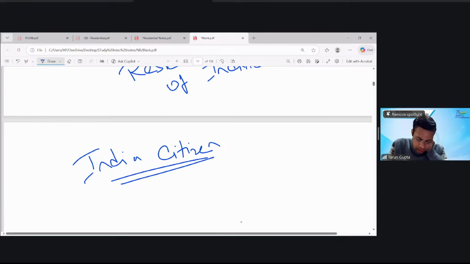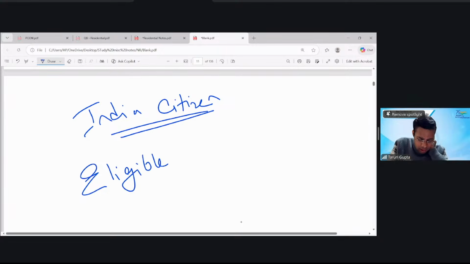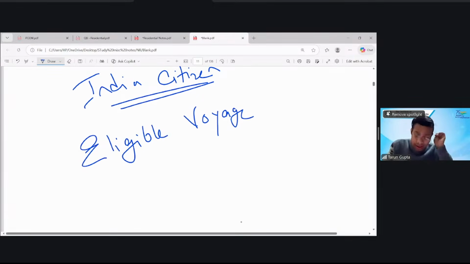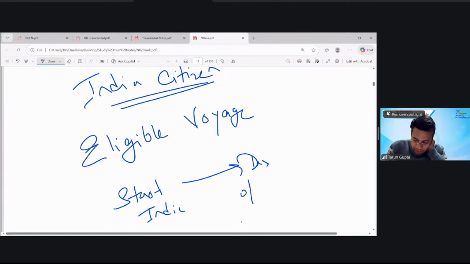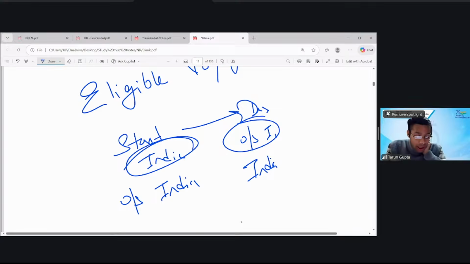The law says, if you are joining a ship and the ship is on an eligible voyage. What is an eligible voyage? It means the ship is roaming in international traffic. Either the starting port is in India, then the destination port must be outside India, or if the starting port is outside India, then the destination port must be in India.